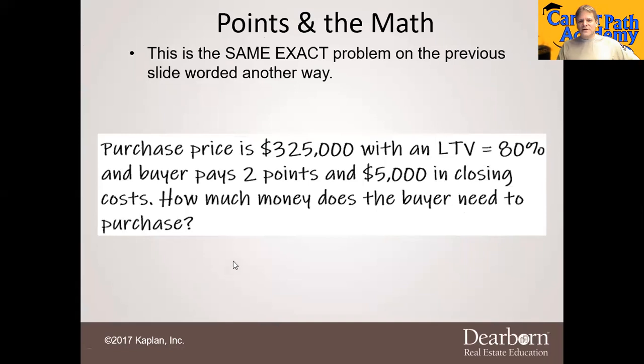You guys see how it's written here? The purchase price is $325 with an LTV of 80%. If the LTV is 80%, what does that mean? Down payment is 20%. That means that the lender will loan you 80% of the appraised value. Therefore, the down payment requirement is 20%. So it's the same exact problem, just written in a different way. You see how they could word it differently, but say the same thing? If you didn't know what an LTV was, you wouldn't know that.